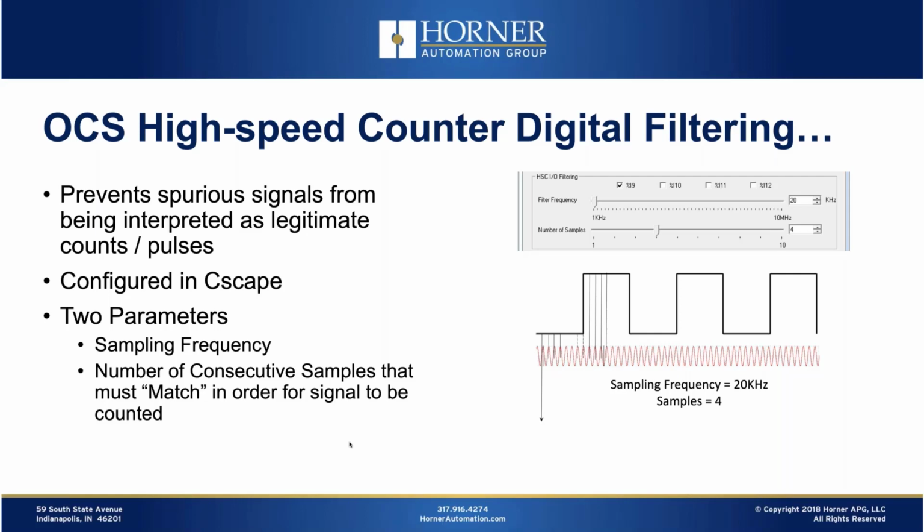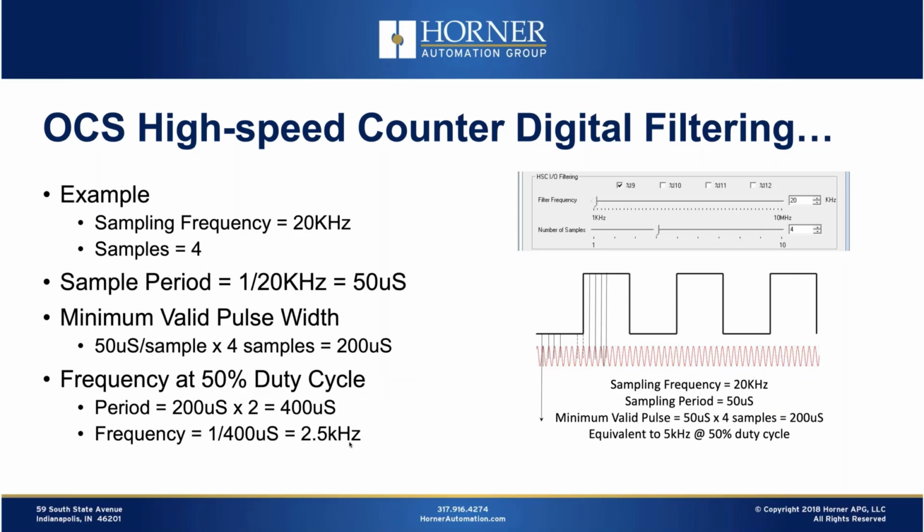Okay, so the next thing I'm going to talk about, and again, here's all the calculations. So let's go ahead and wrap this up. I've got all the calculations here. If I set up this digital filter at a sampling frequency of 20 kilohertz, and then I need 4 consecutive samples before I effectively count up or count down or basically pass the signal on, what does that mean? Well, at a sampling frequency of 20 kilohertz, my sampling period is 50 microseconds. So if I need to have 4 consecutive samples to match, that means the minimum valid pulse I'm going to receive is 200 microseconds wide.